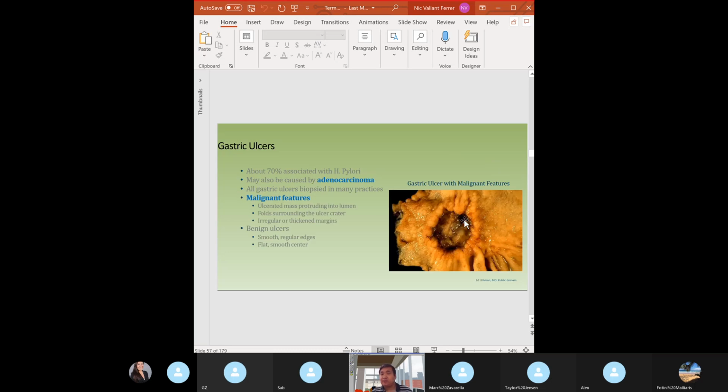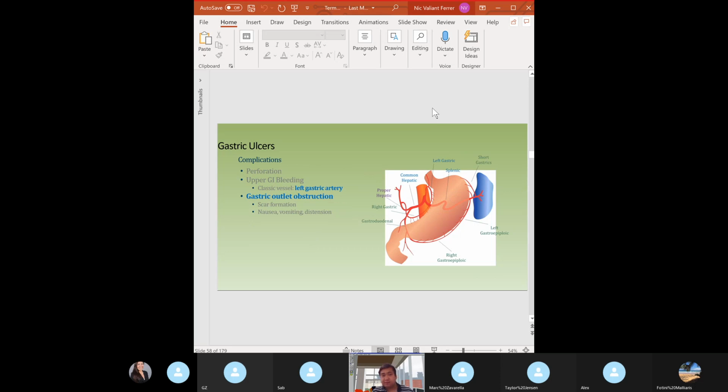70% associated with H. pylori. It can cause adenocarcinoma. So they need to be biopsied. What are the malignant features of adenocarcinoma? Look at this wonderful image here. You have an ulcerated mass protruding into the lumen. You have folds surrounding the ulcer and irregular or thickened margins, right? Gastric ulcers, H. pylori, it can cause adenocarcinoma. And look at the malignant features. You have an ulcerated mass that has folds surrounding the ulcer crater, irregular or thickened margins, that is protruding into the lumen.